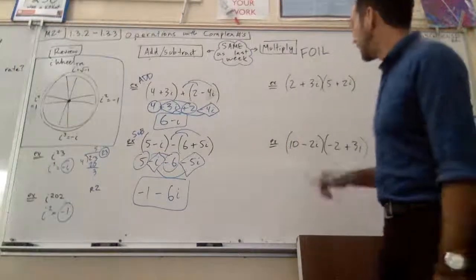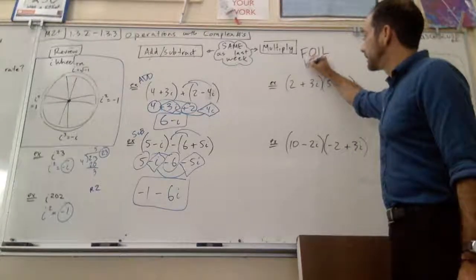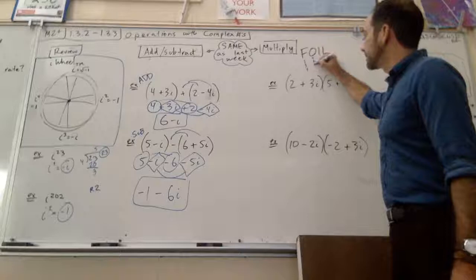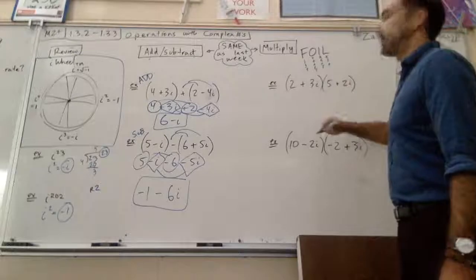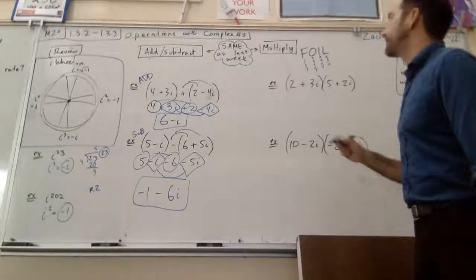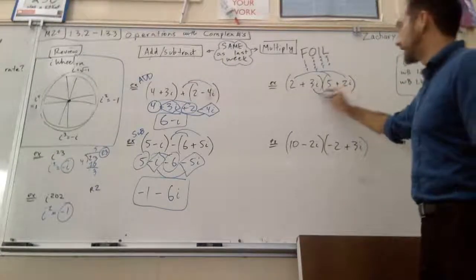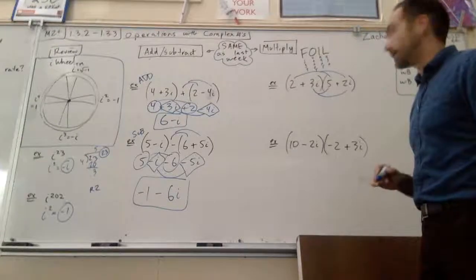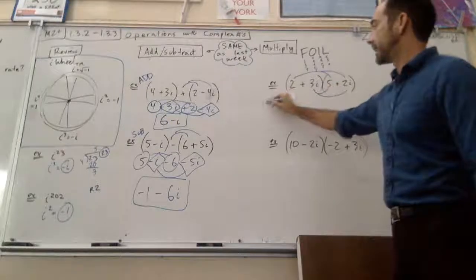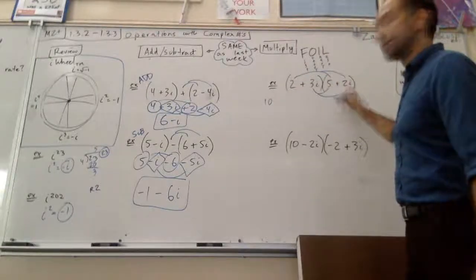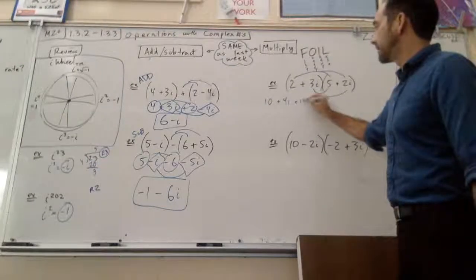Okay. Now, over here, we just have to remember FOIL. First, then outer, inner, last. So remember that if FOIL is not the way you think of it, it really is just distributing that first term and then the second term to the other expression. Okay, so let's just do them one at a time. Okay, 2 times 5, first, 10. 2 times 2i, 4i. 3i times 5, 15i.